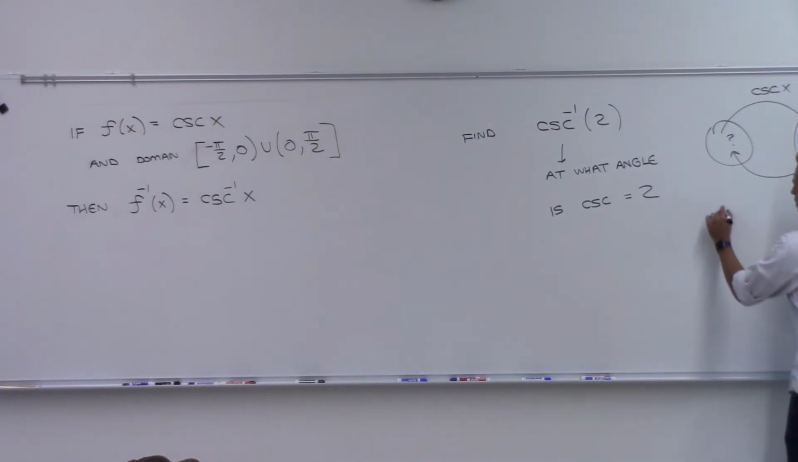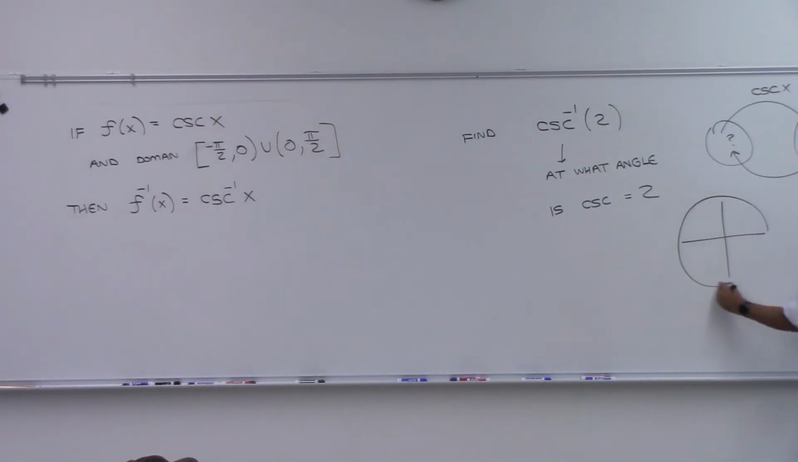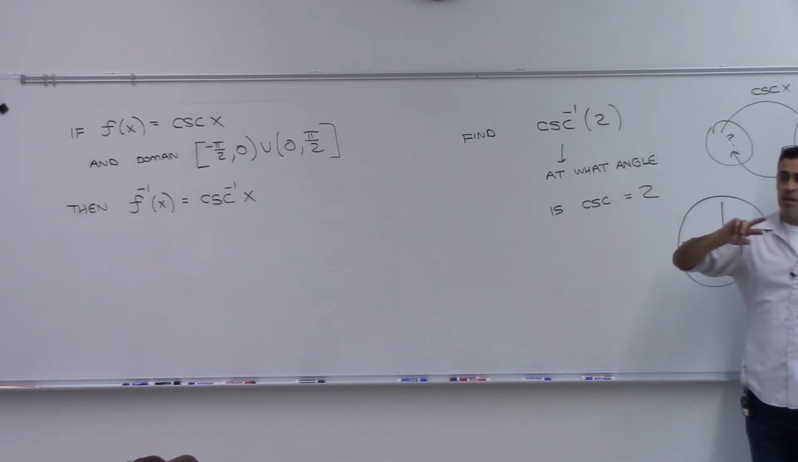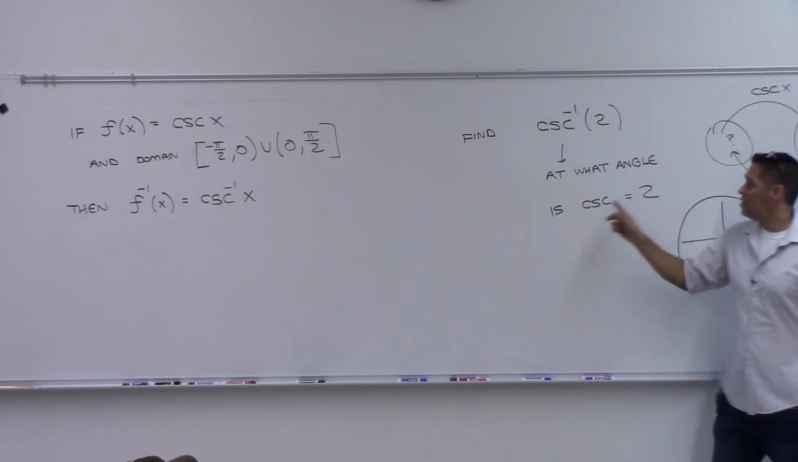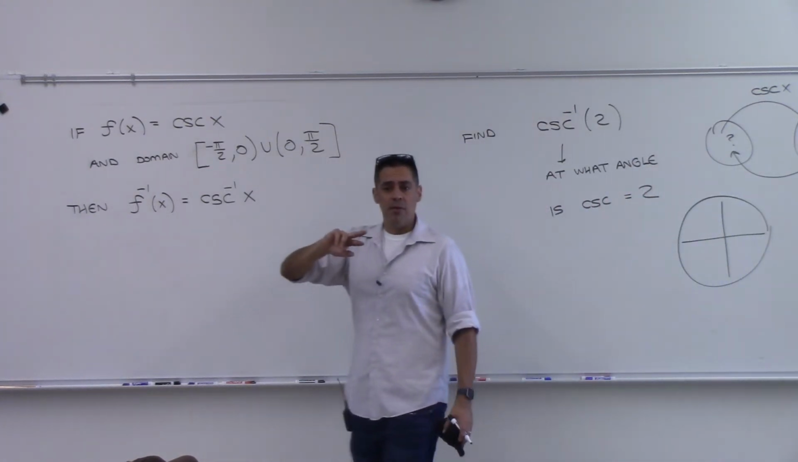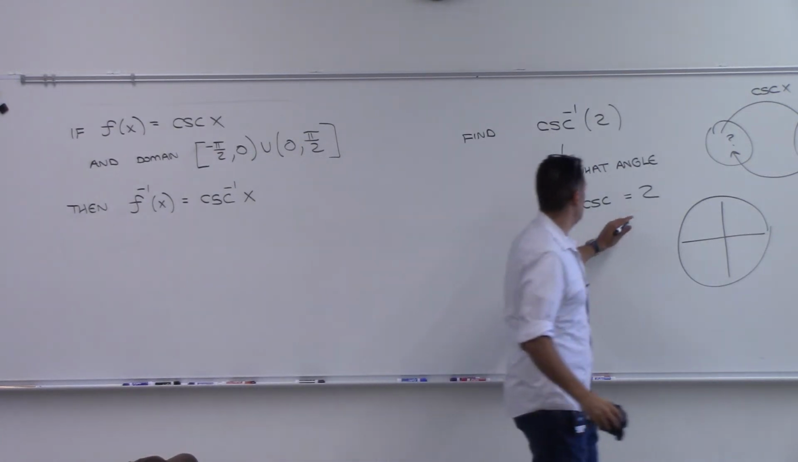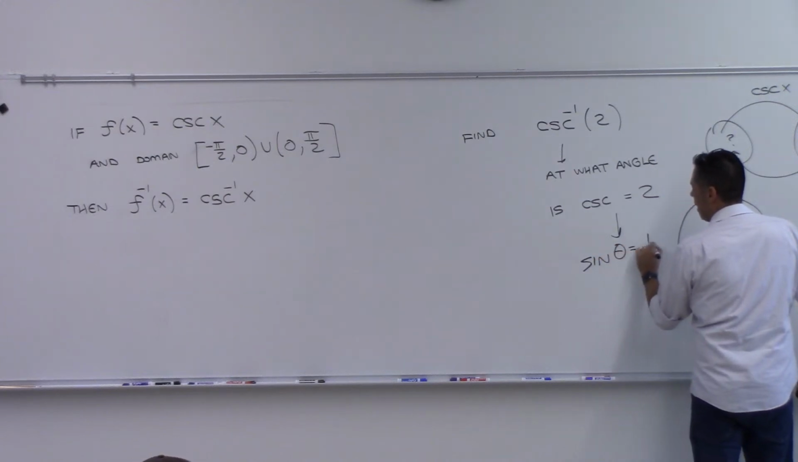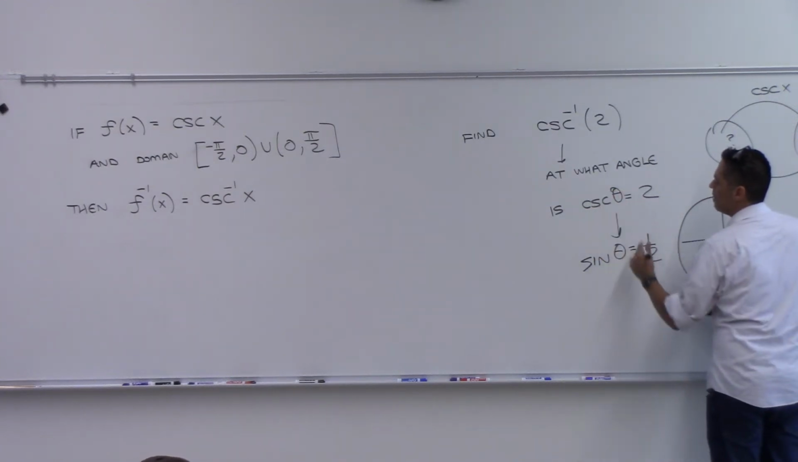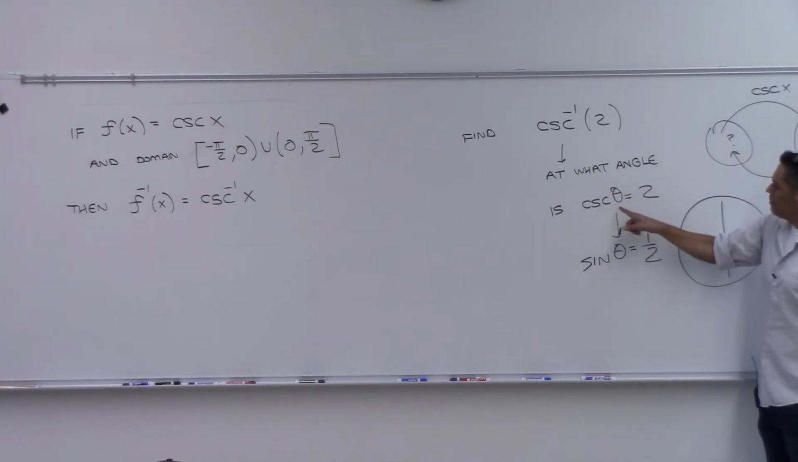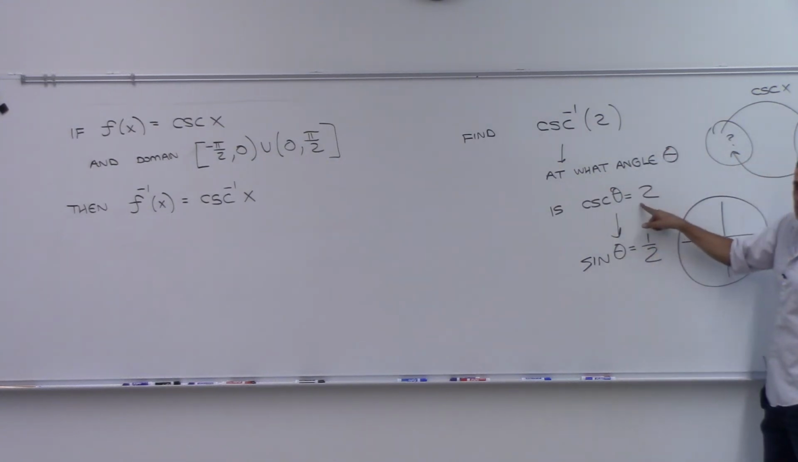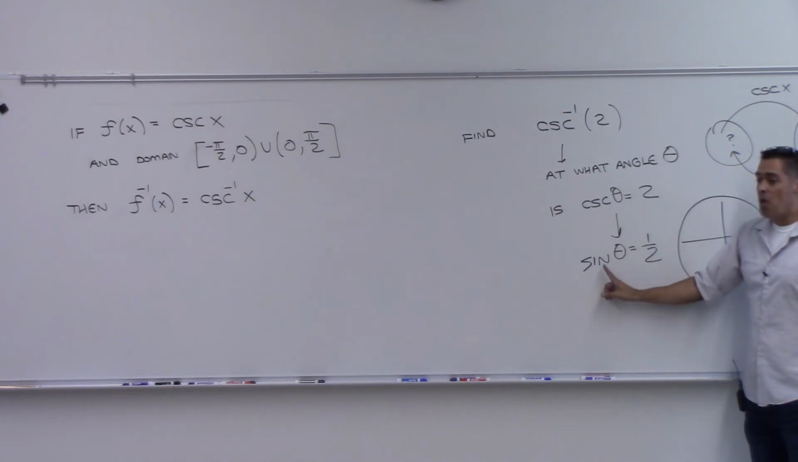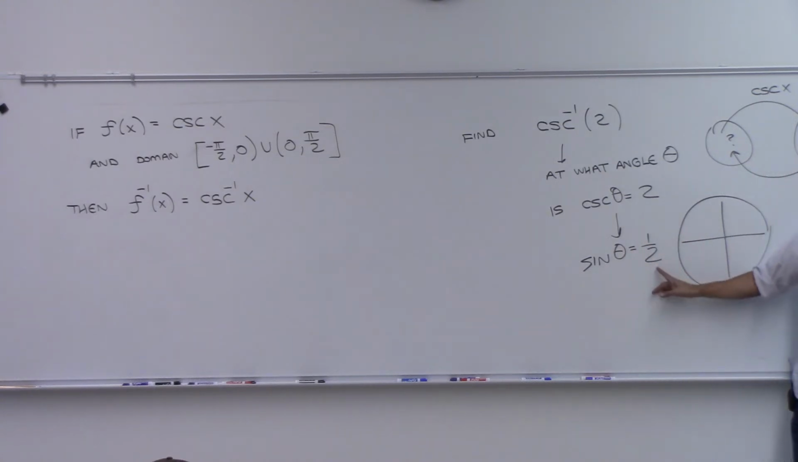Pi over 6? Why are you saying pi over 6? It's the reciprocal of 1/2, right? So you have to realize that 2 is really 1/2 flipped over, and cosecant is sine flipped over. So if you're looking at cosecant being 2, this is equivalent to saying where is sine of some angle equal to 1/2. I'm going to put angle here because I don't know what the angle is. At what angle theta is cosecant 2 is the same as saying at what angle is sine the reciprocal of that, which is 1/2. And you said pi over 6?